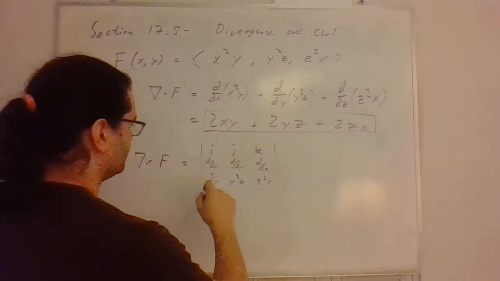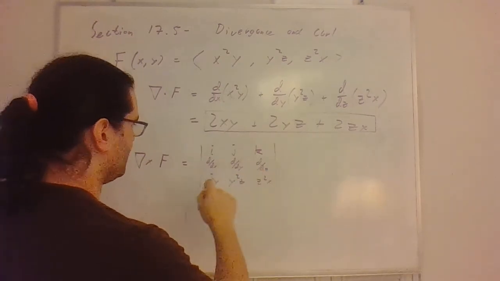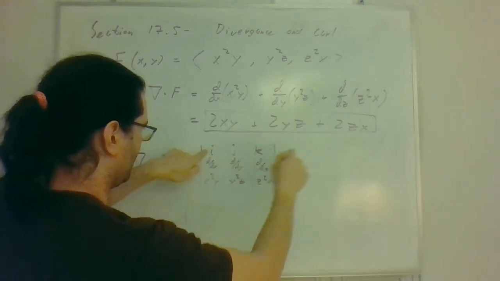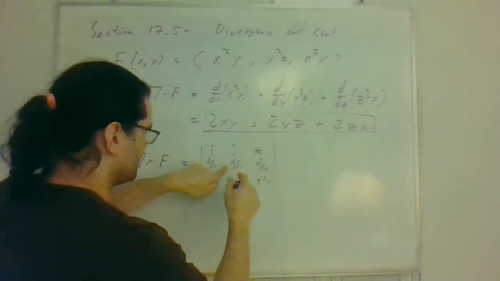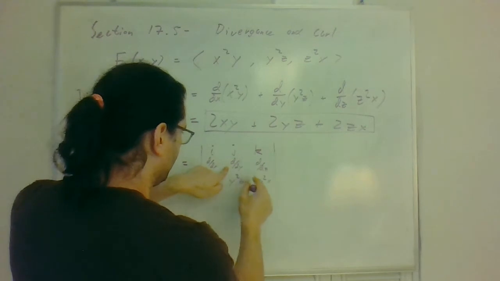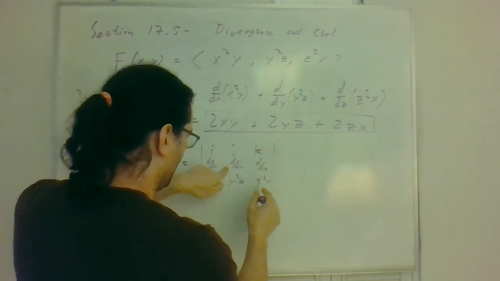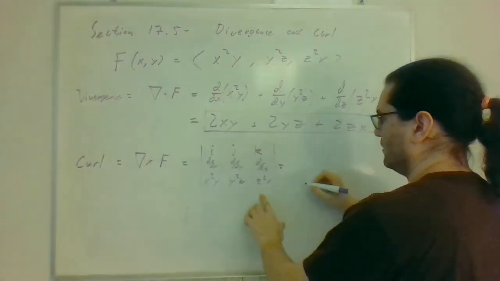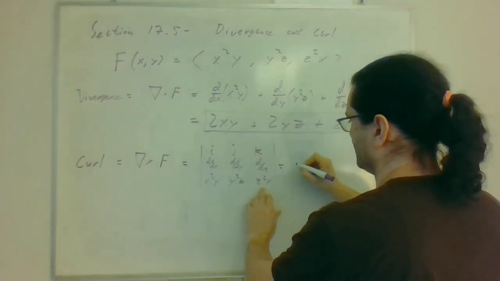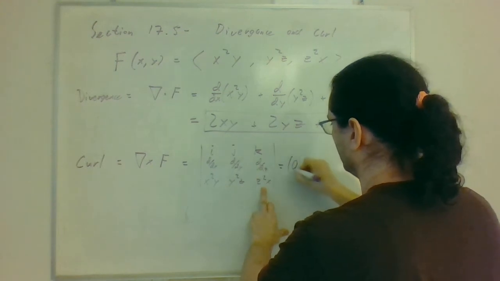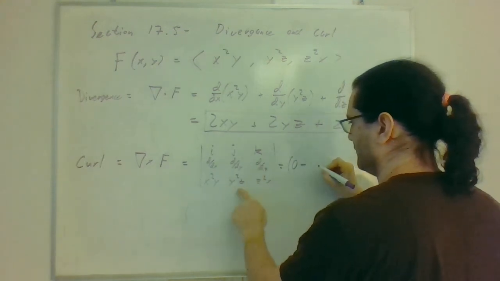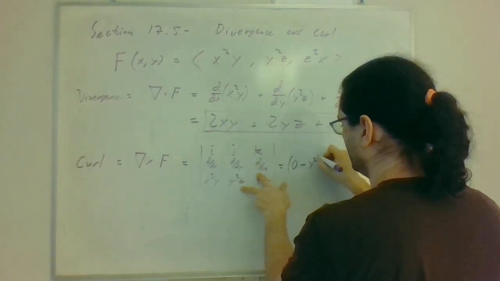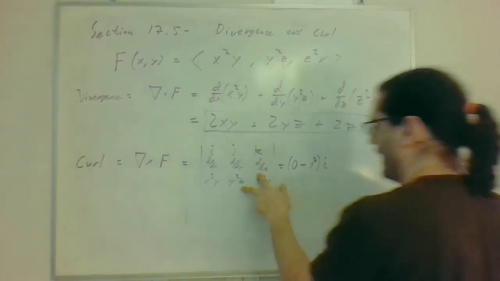So we're going to expand across the first row here. So that's going to be the derivative of this with respect to y, which is 0, minus the derivative of this with respect to z, which is going to be y squared. That is our i component.